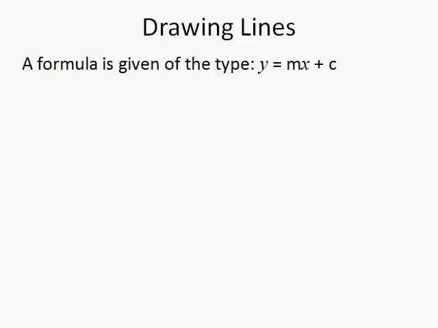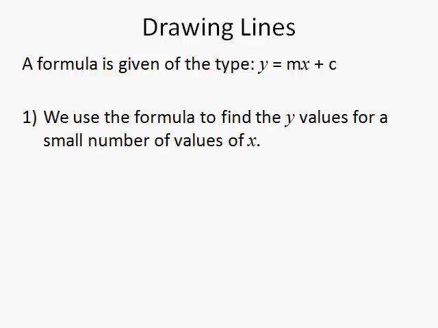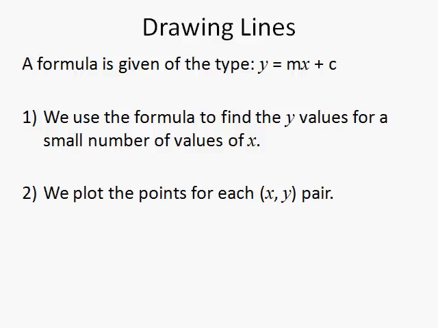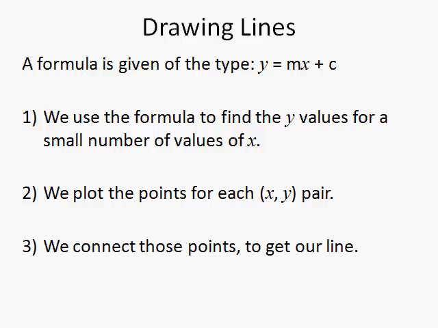This video shows how you can draw lines on a coordinate system at years 9 and 10. You're given a formula of the type y equals mx plus c, and each time we follow a three-step procedure. We use the formula to find the y values for a small number of values of x. We plot the points for each of those xy pairs, and we connect the points to get a straight line. Let's see it done in operation then.